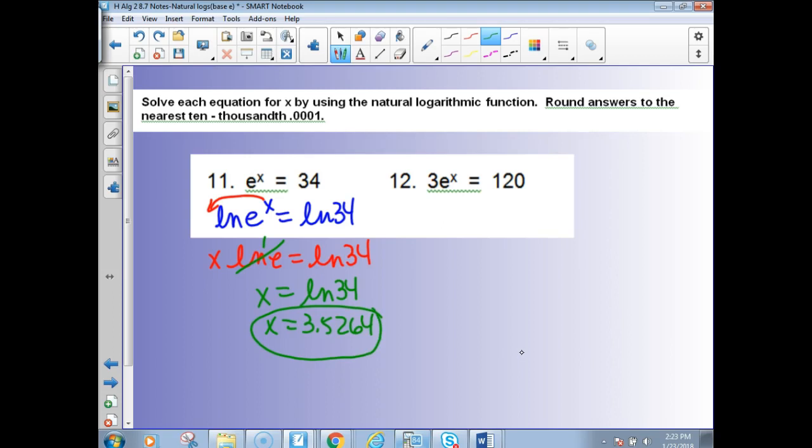To the nearest 10,000. Any problem with getting that number on your calculator?